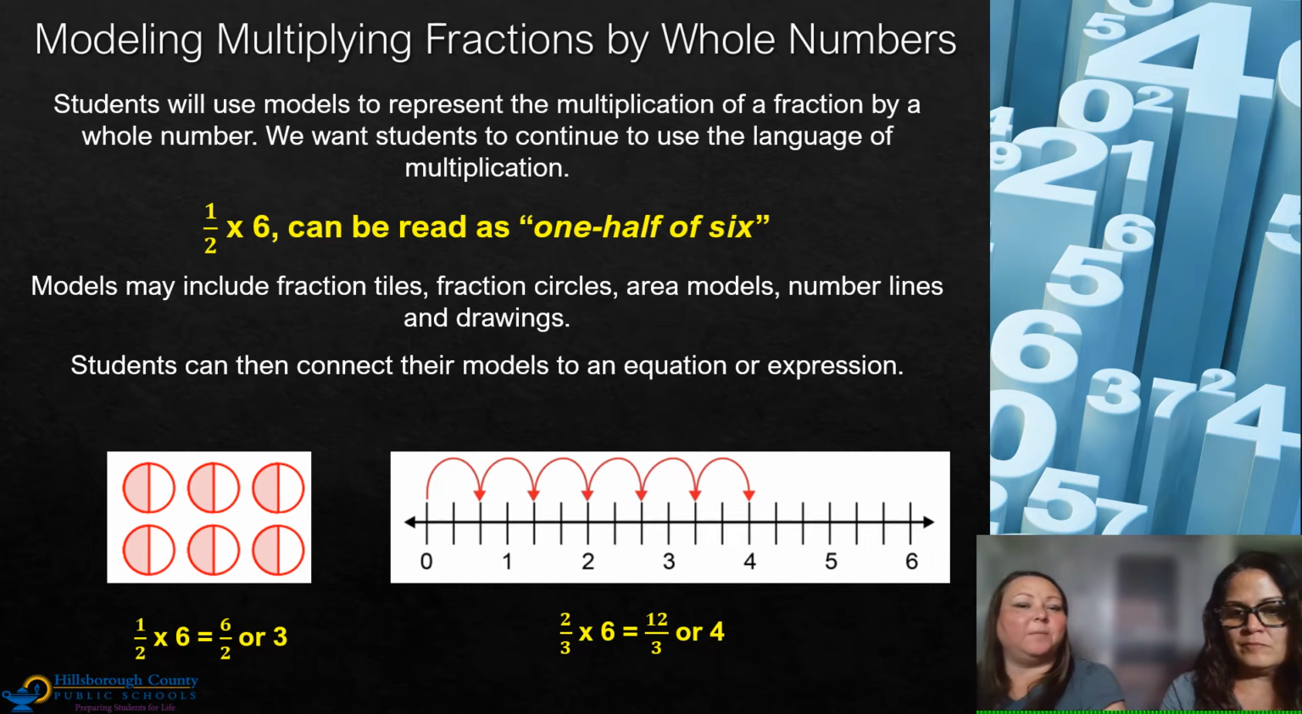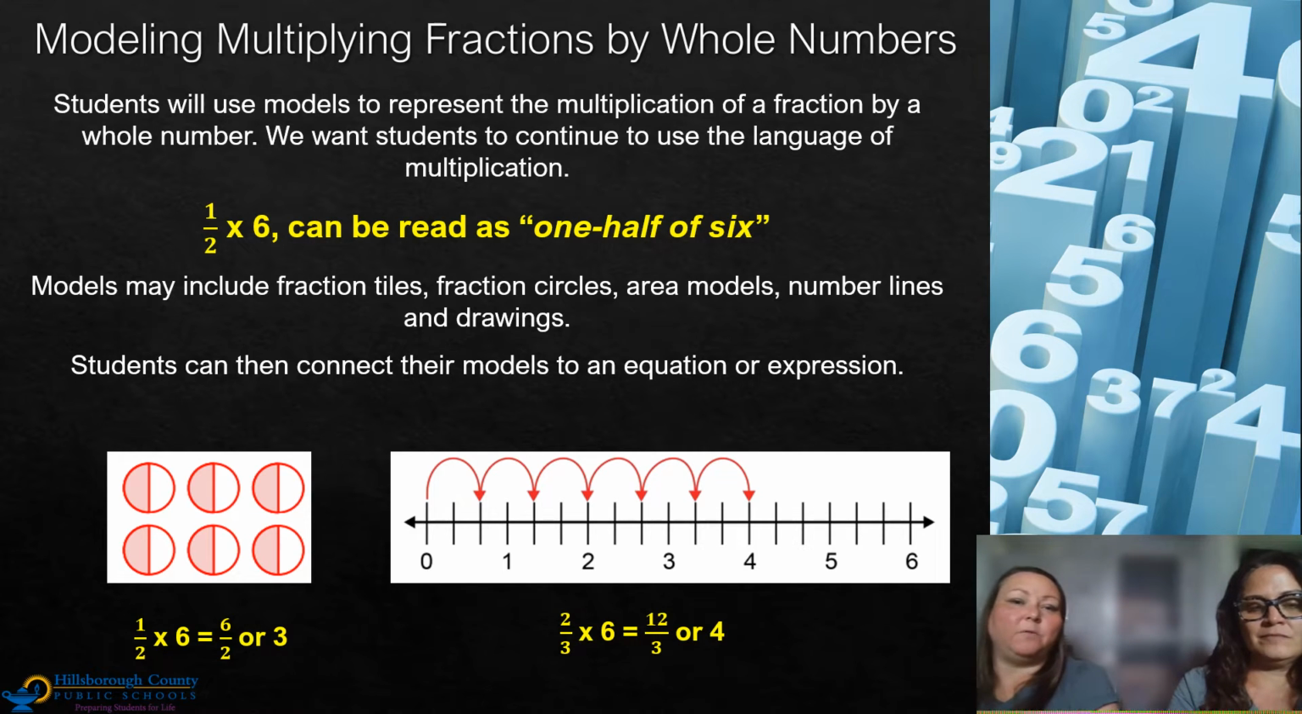If you look on the bottom left model, you can see I have 6 wholes and I'm finding half of each whole. So how many are shaded? Well, 6 halves or 3 wholes. Or you can see I'm moving away from unit fractions and into just fractions by a whole number. And I have 2/3 of 6, which gives me 12/3 or 4 wholes.